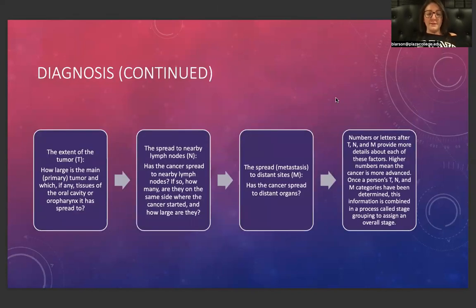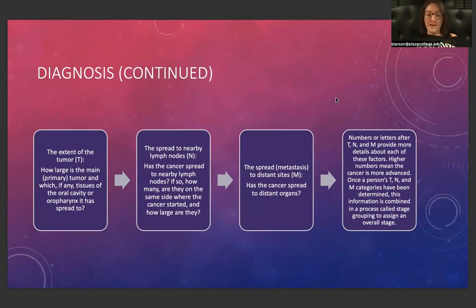They also use this scale. So they go by the extent of the tumor, which is indicated as the letter T: how large the main primary tumor is, and if any tissues in the oral cavity or oral pharynx has it spread to. The spread to nearby lymph nodes is indicated by a capital N. Has the cancer spread to nearby lymph nodes? If so, how many? And are they on the same side where the cancer started?